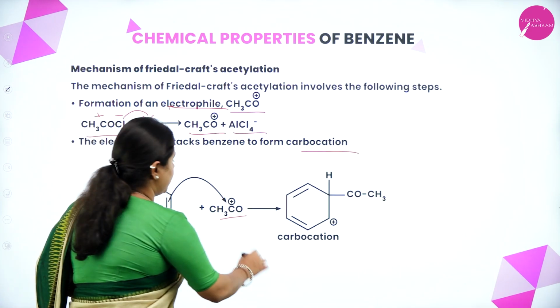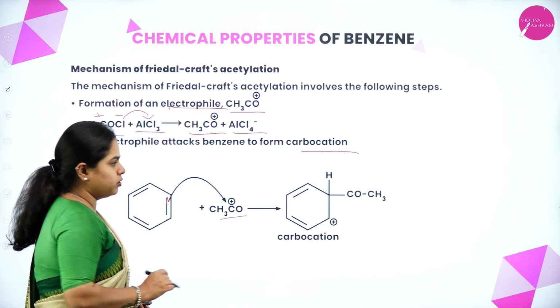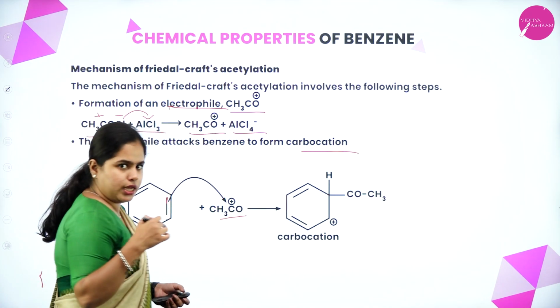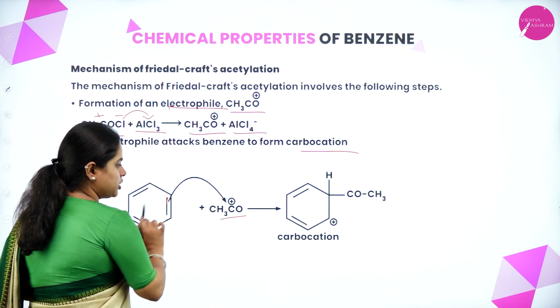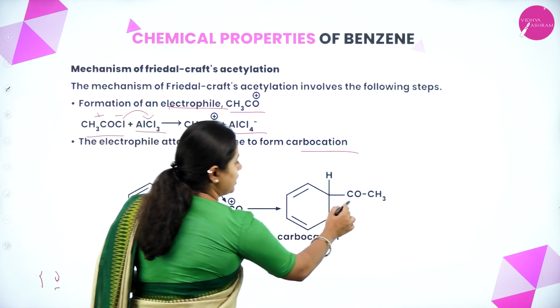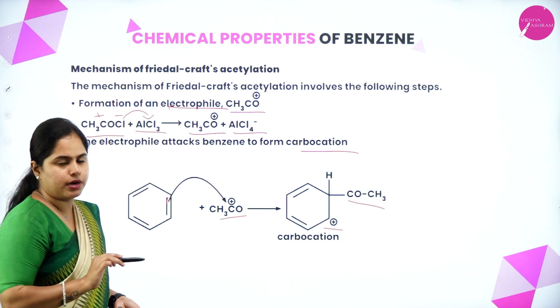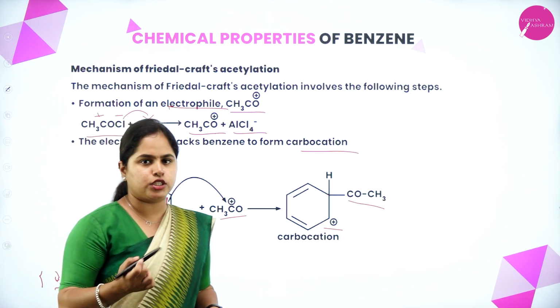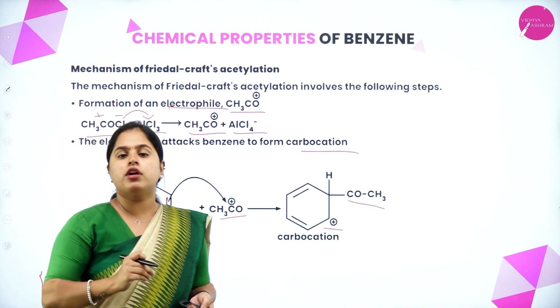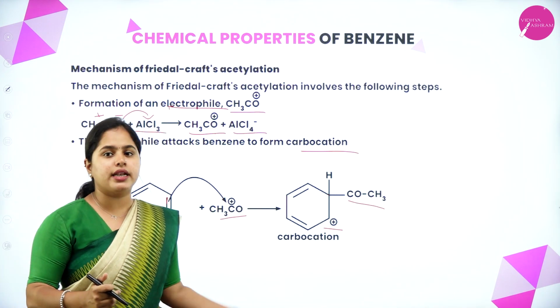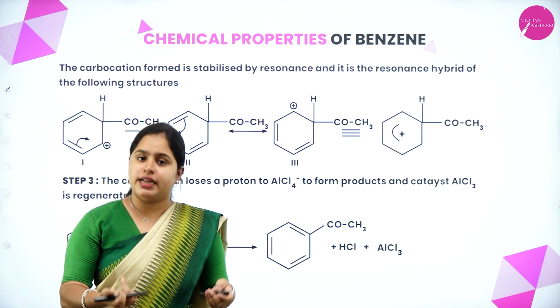So as you can see here, it will attack in this double bond position, and what will happen? A hydrogen atom is already there, and this CH3CO plus will get attached here, and the positive charge will be here on the other carbon atom. So you obtained your carbocation. Now you yourself can tell me what will happen next. Yes, this carbocation will stabilize using resonance, right?